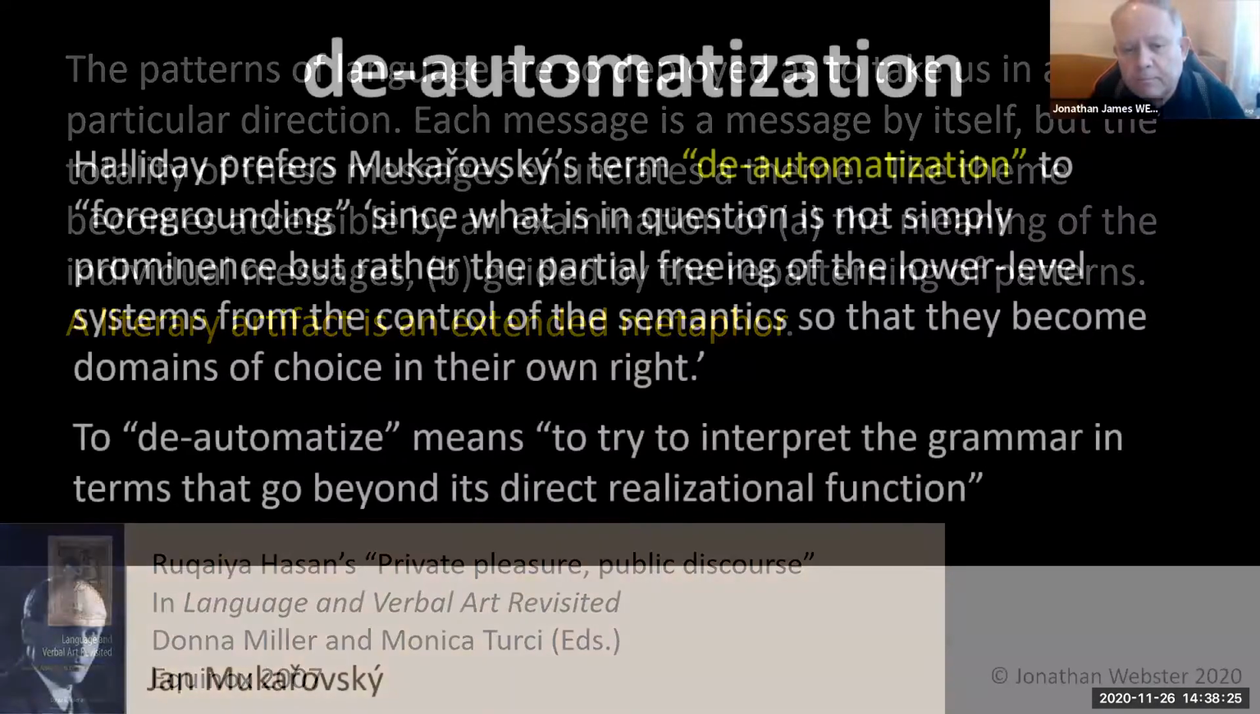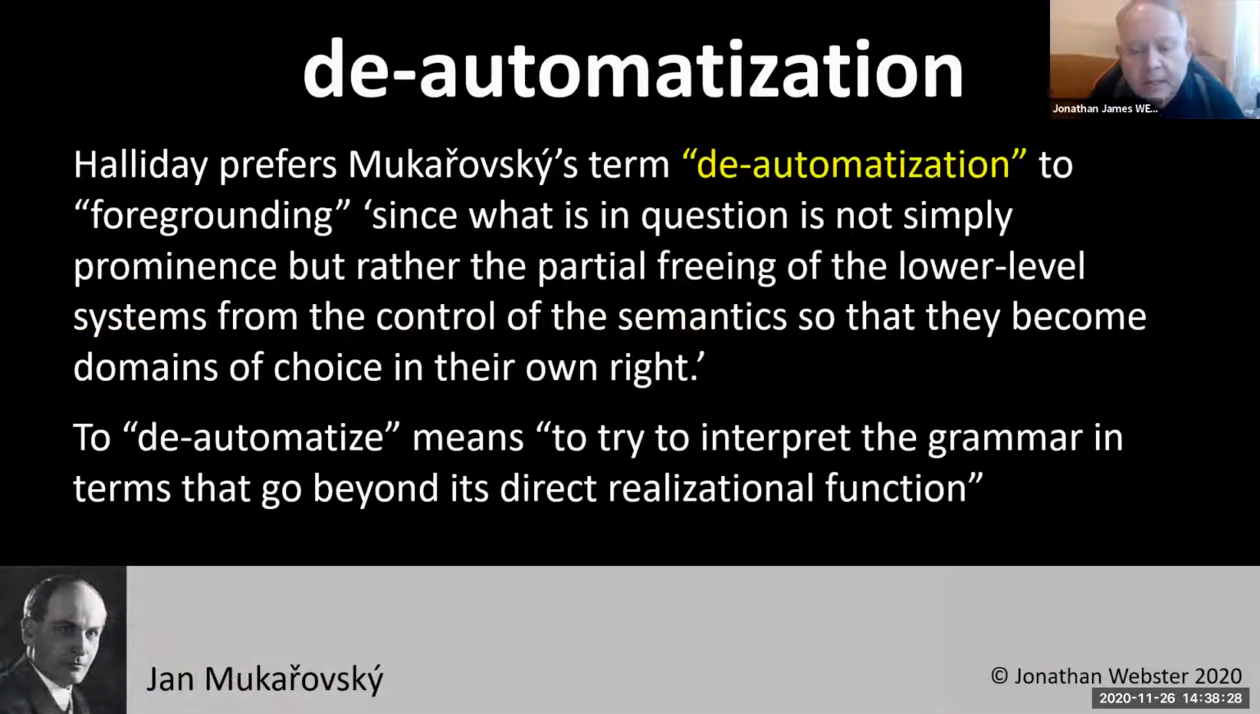Now, Halliday prefers the term deautomatization, Mukarovsky's term. He prefers it to foregrounding, since, as he puts it, what is in question is not simply prominence, but rather the partial freeing of the lower level systems, the grammar, from the control of the semantics, so that they become domains of choice in their own right. So to deautomatize means to try to interpret the grammar in terms that go beyond its direct realizational function.